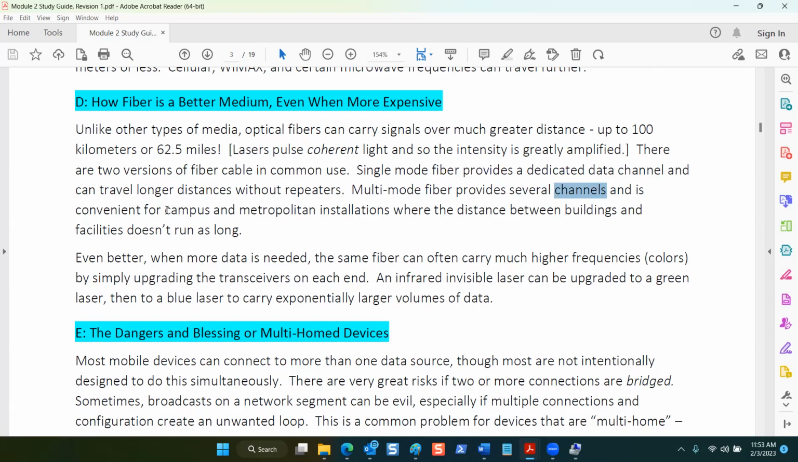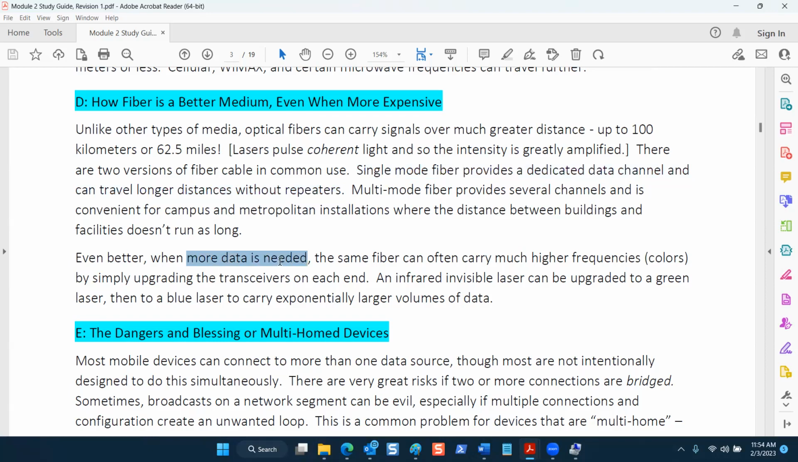It's convenient for campus and metropolitan installations like the UVI campus, because you can run that far from one end of the campus to the other. You just can't go 62 miles. If you have multi-mode fiber with several channels, one fiber can carry 10 trunks or 12 trunks or 20 trunks instead of a single trunk. So multi-mode is good for some installations, single mode is good for the distance. I want you to understand the difference between those two.